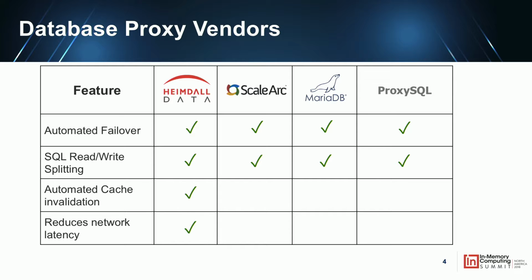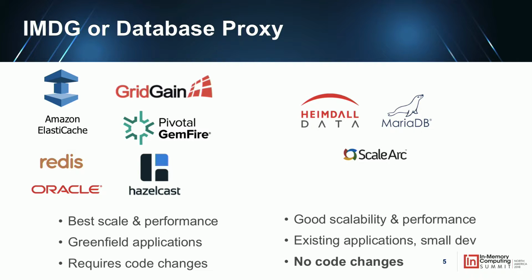And then lastly, not only do we automate caching and validations, but we also reduce network latency, and I'll explain that. So what does that have to do with in-memory data computing? And this slide I think is important.